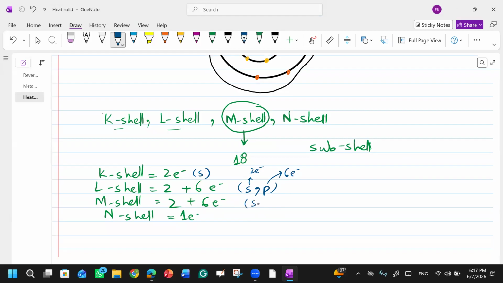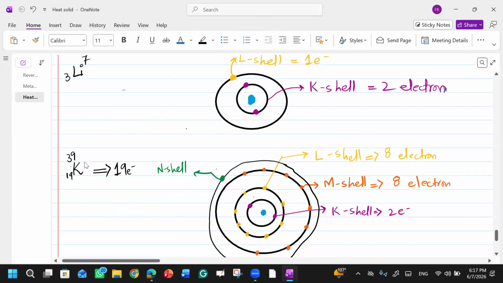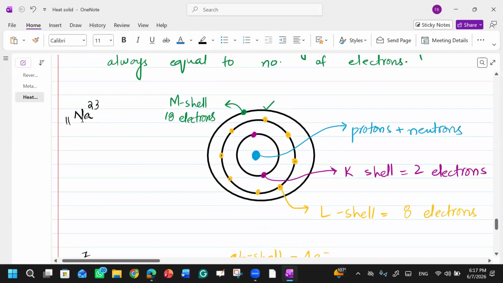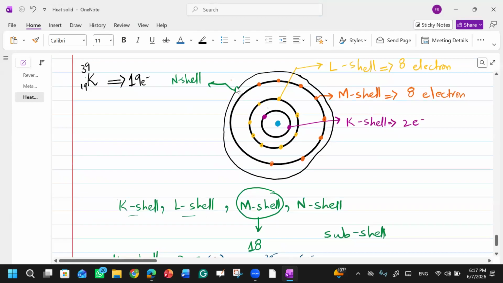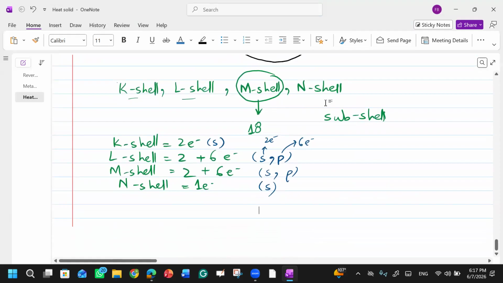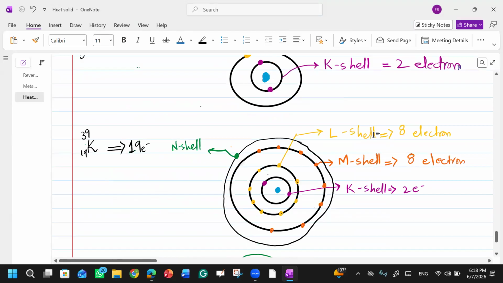In the M shell you have S and P, similarly 2 and 6, and in the N shell you have the S electron, because it belongs to group 1. So you see these three, potassium, lithium, and sodium, all have 1 electron in their valence shell. I will explain this concept in the upcoming lecture on electronic configuration. It will be clear to you by then. Till now my purpose is just to show you how the groups are formed.